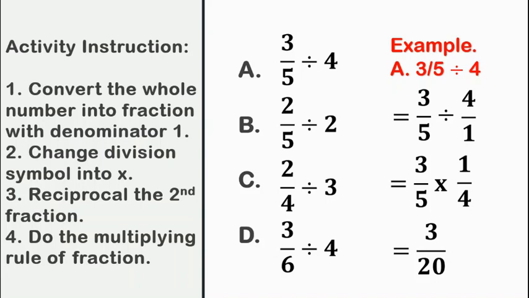Okay, time is up. So let's check your answers for items B and C using the activity instructions given to us. So let's have B. We have 2/5 divided by 2. Again, we need to convert our whole number into a fraction. So it becomes 2 over 1.